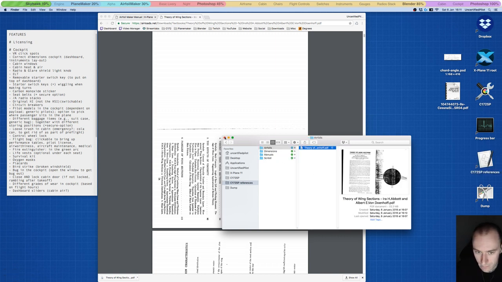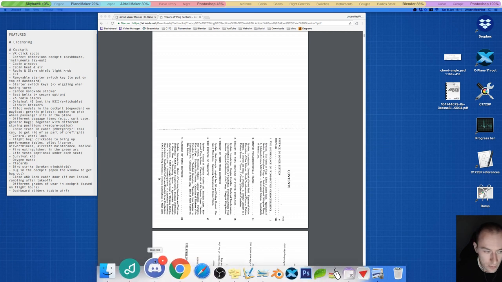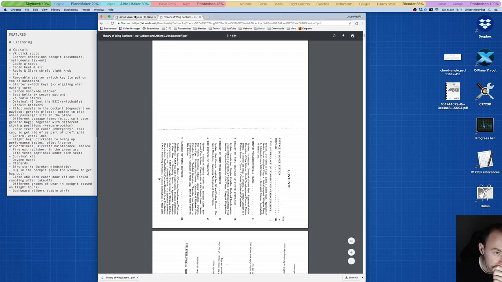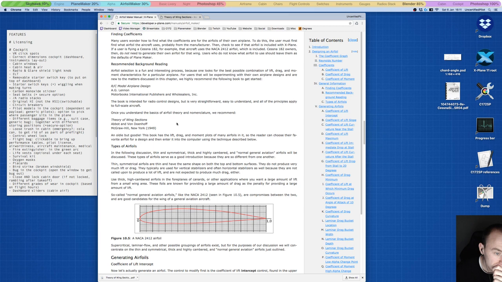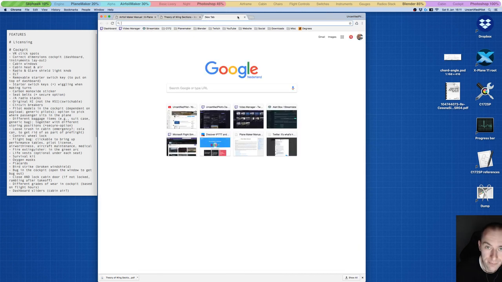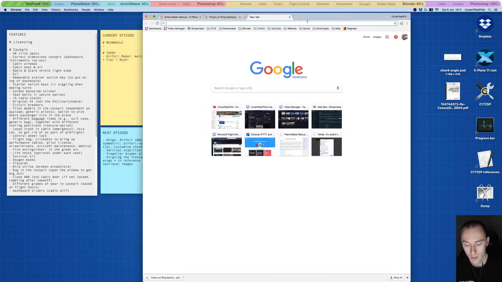Airfoils. Let me see where Rush is. Is he still idle? He's still idle. We need to search. That's what we need to do. I'm a little bit hungry. I want to get myself just a cookie or something. I'll be back.